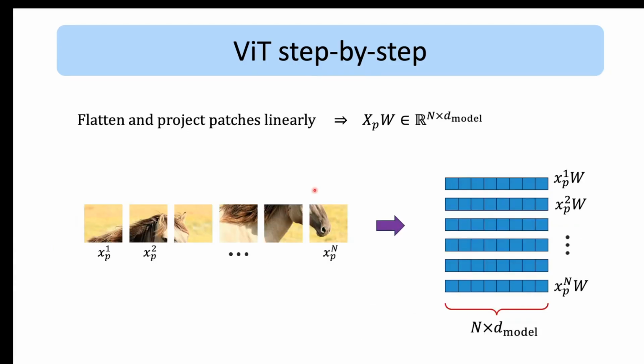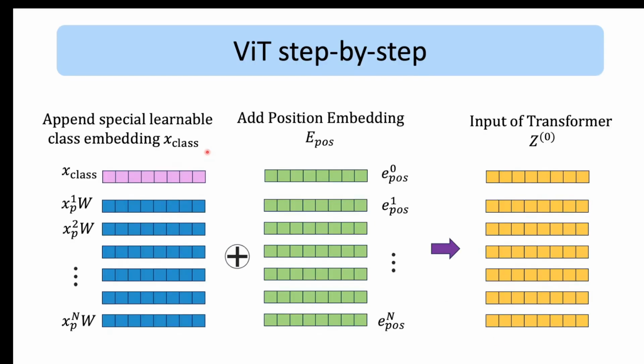We can apply this linear projection on the entire sequence using matrix-matrix multiplication, and as a result, we get this output of size n by d. In the next step, we append the resulting projected matrix with a new class embedding vector of size d, and we'll talk about the role of this vector later, but for now, we have this new matrix of size n plus 1 by d. We then add the position embeddings of the same size from position 0 to position n, and on the right we get this matrix Z, which is the input to the transformer.